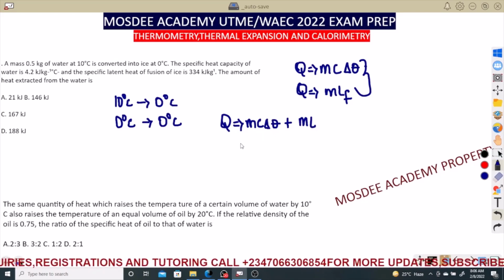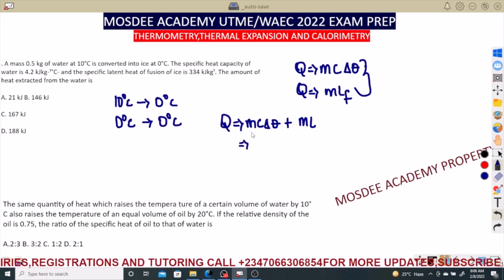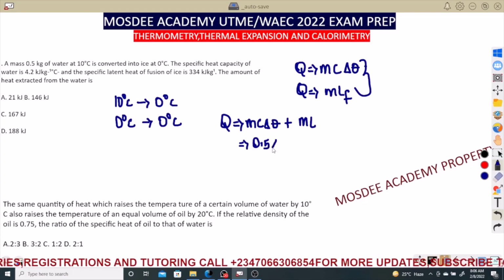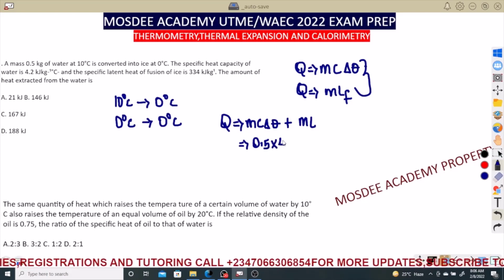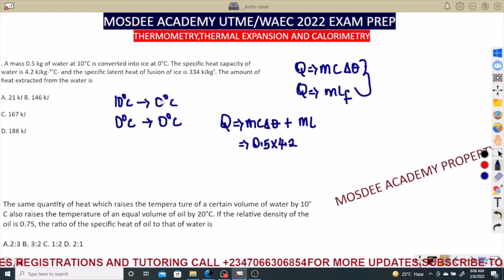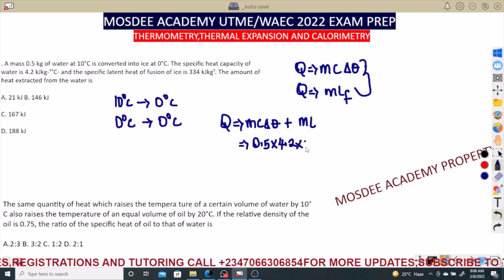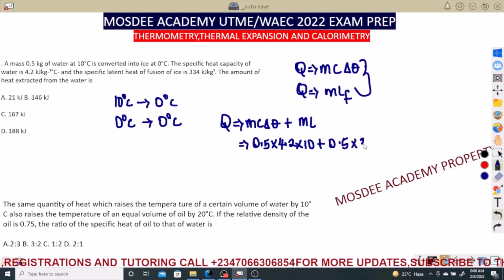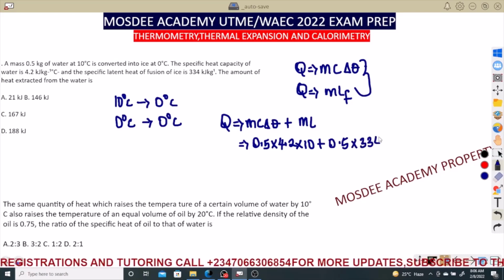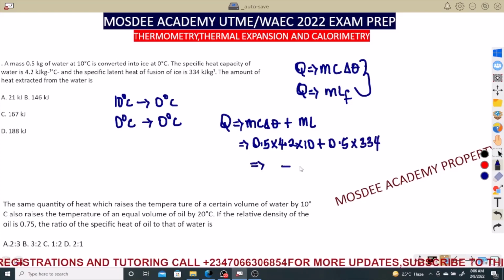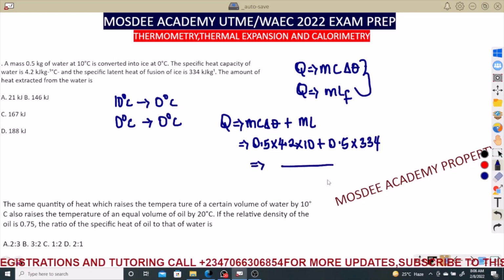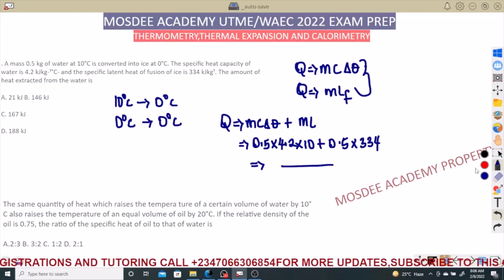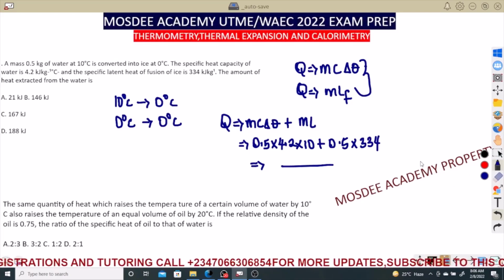Now by that, my dear student, we can just substitute the parameters. I think this is simple. Some people like to factorize, but if you don't want to factorize, do not change anything. It's 0.5 multiplied by, I'm working in kilojoule, 4.2. Change in temperature is 10 minus 0, that is 10. I'm adding that to the same 0.5 times the latent heat of fusion in kilojoules, which is 334. I'm not going to finish this as usual. You multiply everything and tell me the answer in the comment section. The methodology is what you need now. On to the next question.